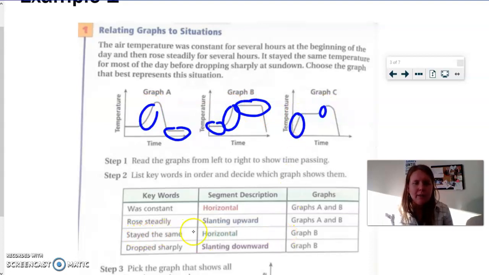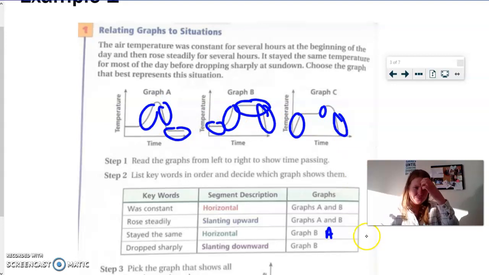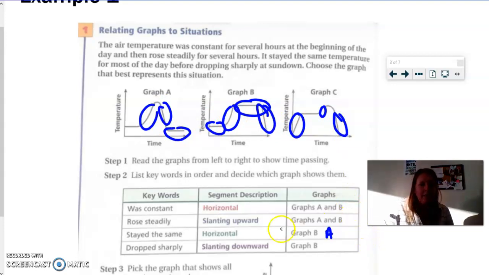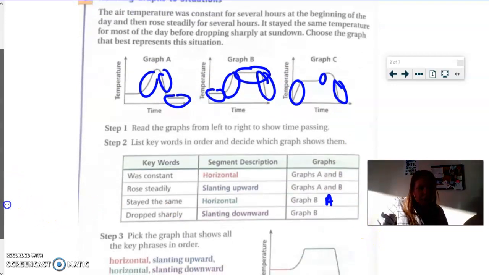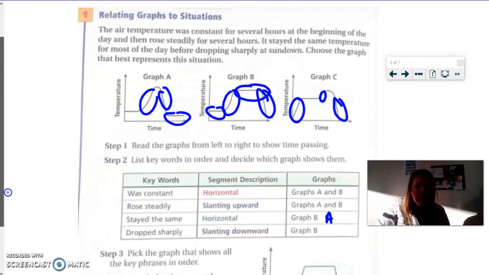All right, stays the same. Again, that's the same thing as horizontal. I see that also in A. And drops sharply, or a sharp downward slope, I see in B, I see that in A. I also even see that in C. So then they say pick the graph that shows all the key phrases in order.